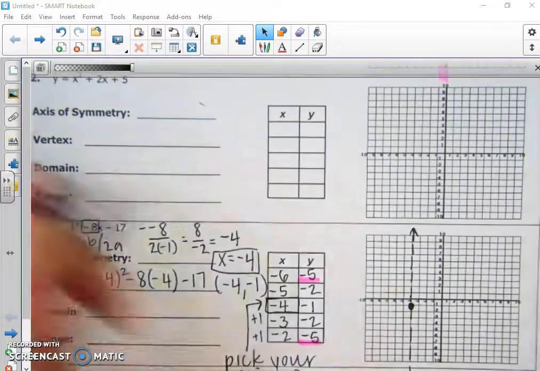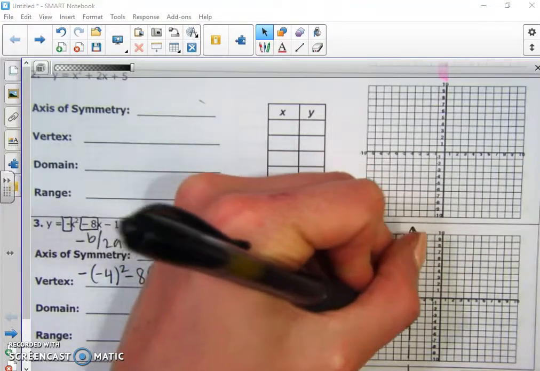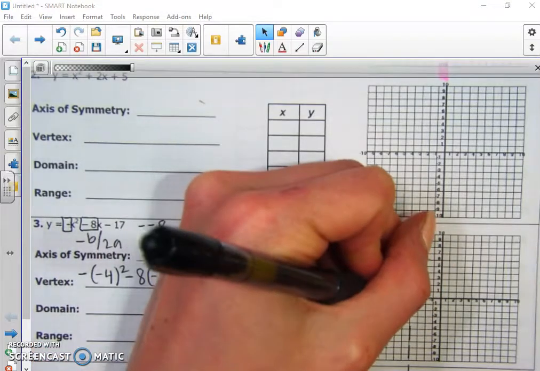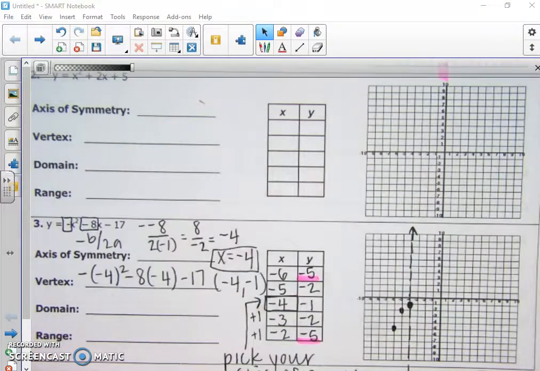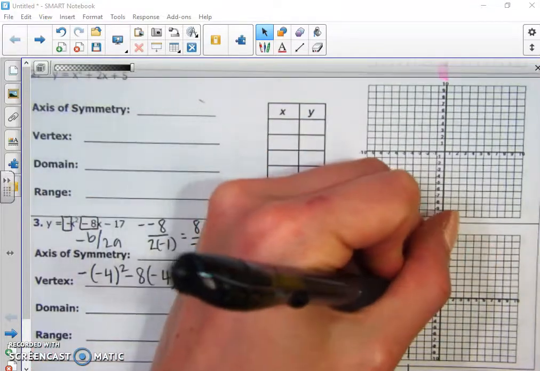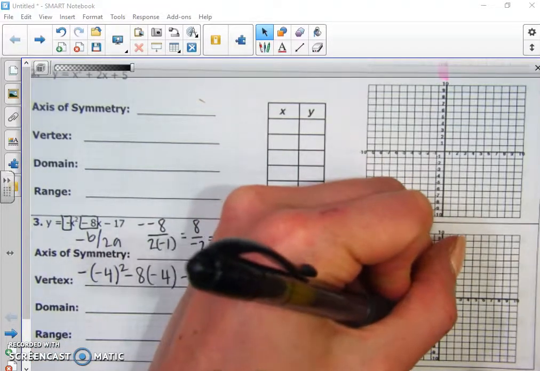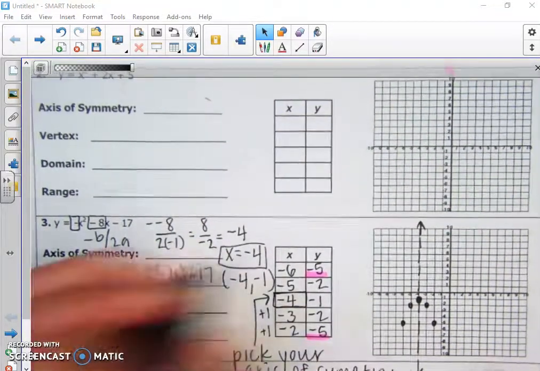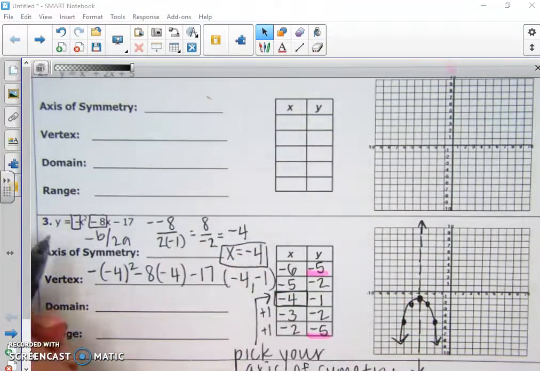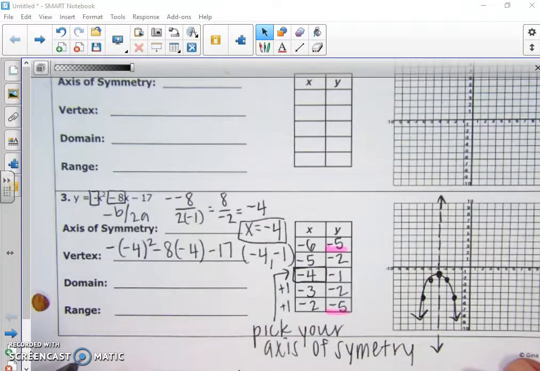So let's plot these points. We've got (-6, -5), then (-5, -2). We already have (-4, -1). Then we're going to pick (-3, -2), and (-2, -5). So this parabola is opening downwards, since it's a negative quadratic equation. And we see it looks like that.